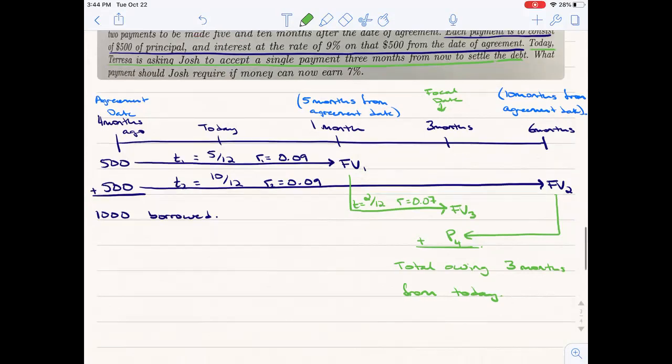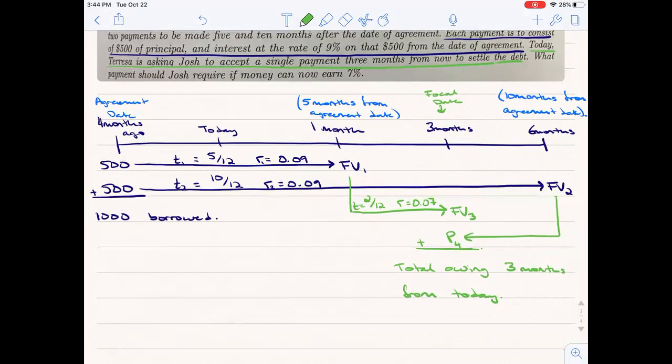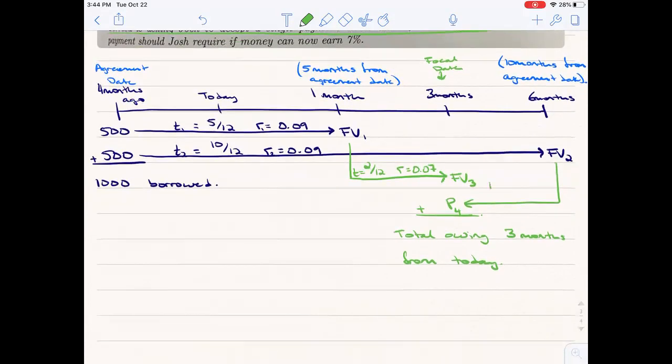For this last arrow, right, it's the distance between 3 months and 6 months, which is 3 months. And so we've got T, and I didn't do subscripts, but you know what, I will: T3, R3, T4 is 3 out of 12 months, and R4 is 0.07. The R's don't really need subscripts, but they help. Maybe.